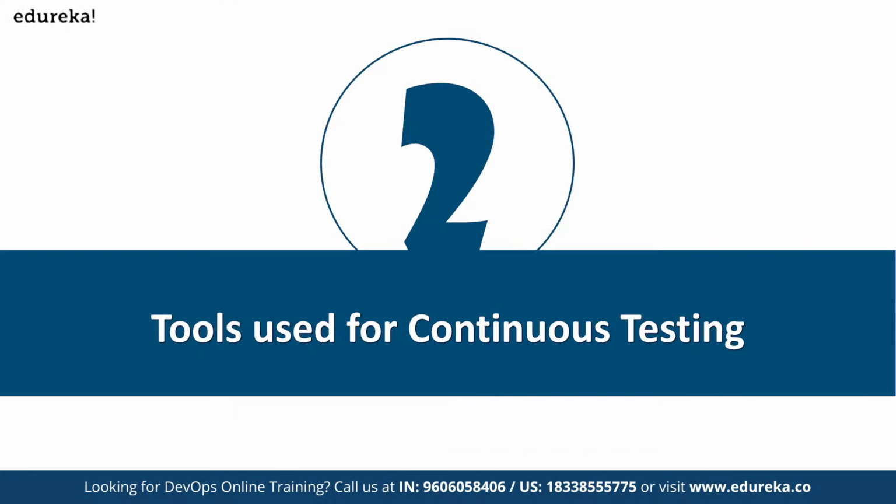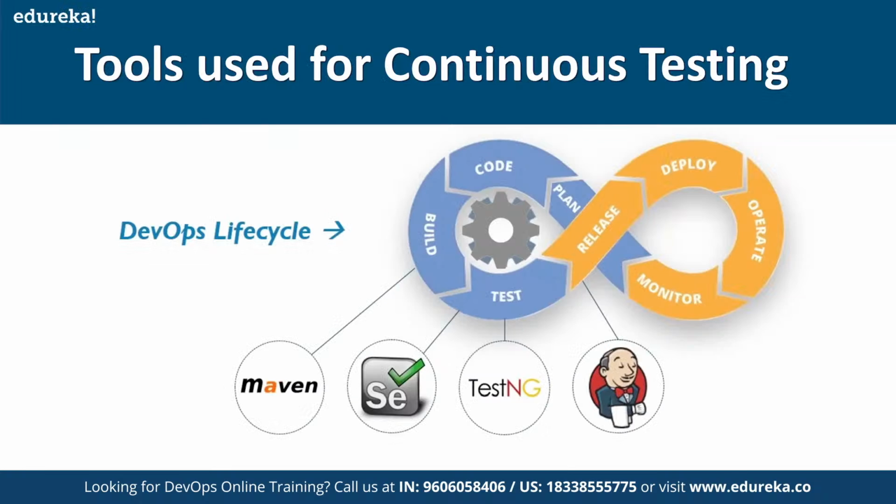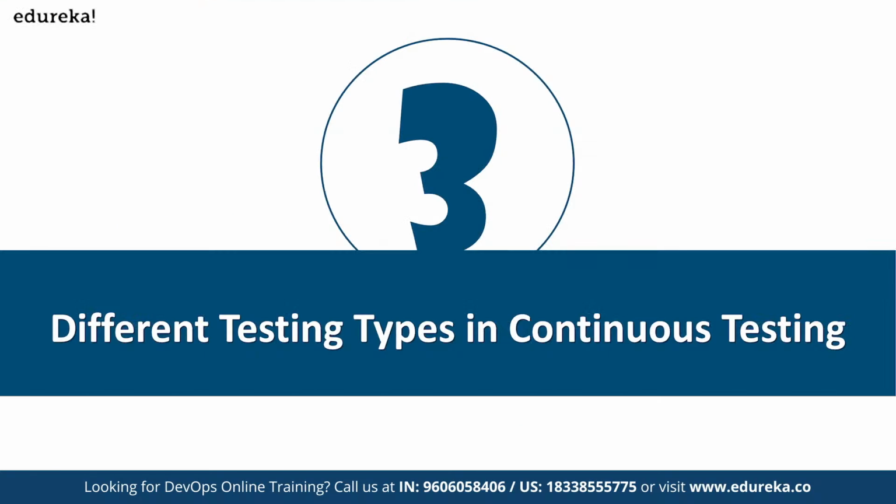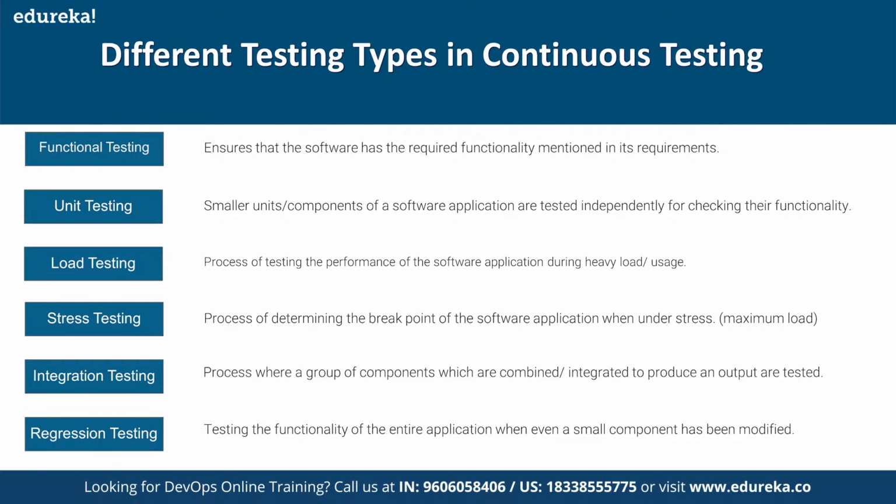Now, what are the different tools used for testing? We have Selenium and TestNG. Maven is also a tool, basically a build tool. We'll talk about these tools in a short while, but let's first talk about the different types of testing that we perform. We have heard many of the names: functional, unit testing, load testing, stress testing, integration testing, regression testing.